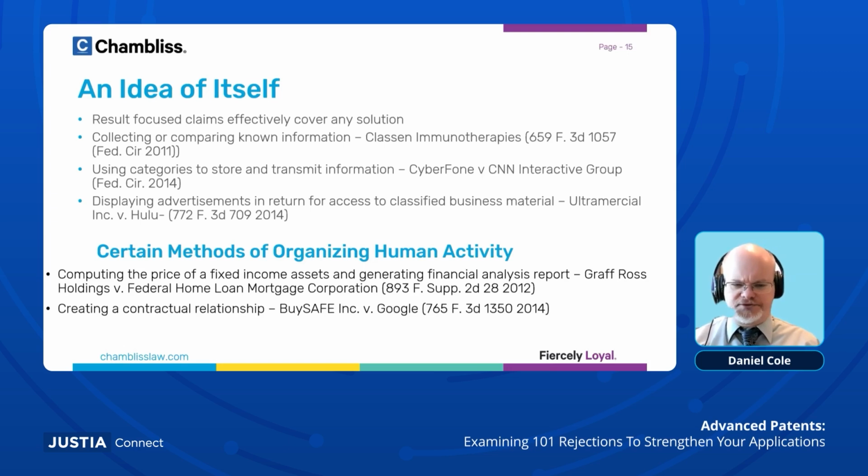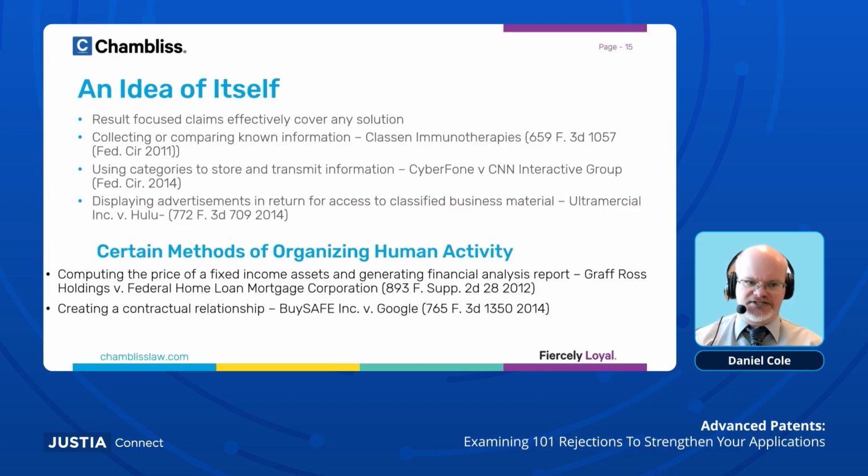The things that courts and the patent office look at to figure out if something is an abstract idea are generally what I would call more abstract as opposed to specific. If your claim is result focused and effectively covers any solution to the problem you're facing, what you have is probably going to be an idea of itself.